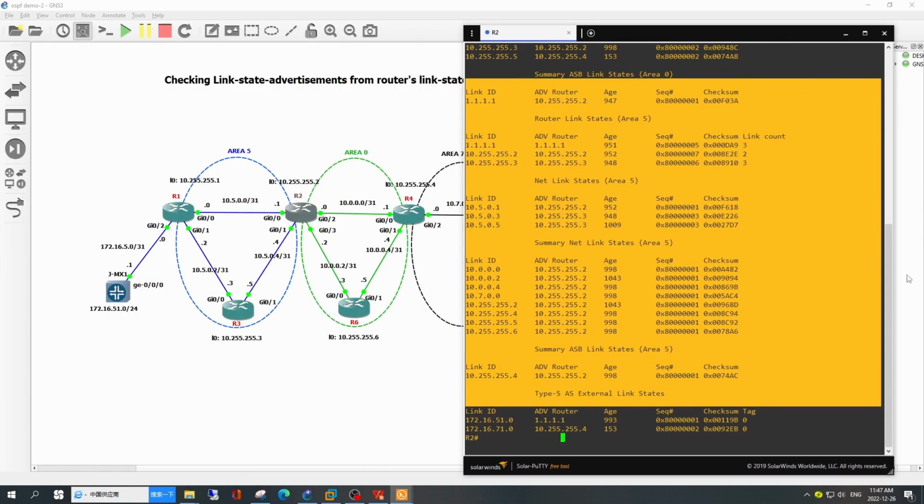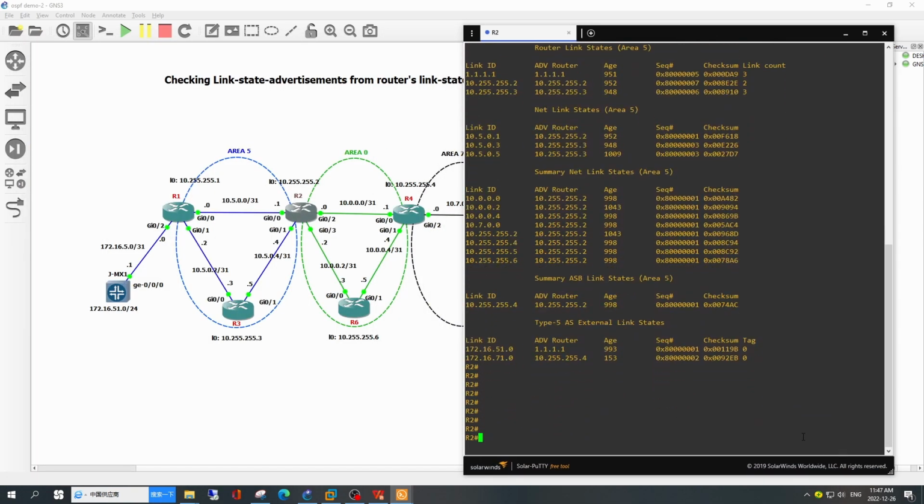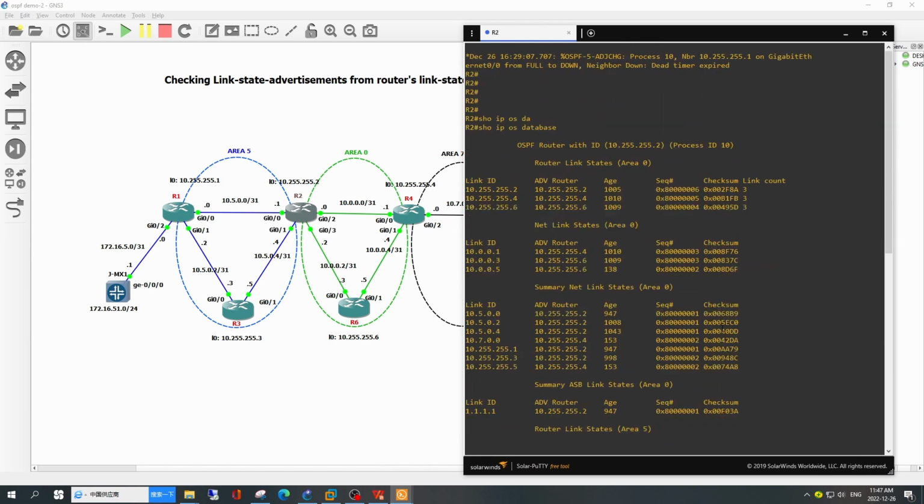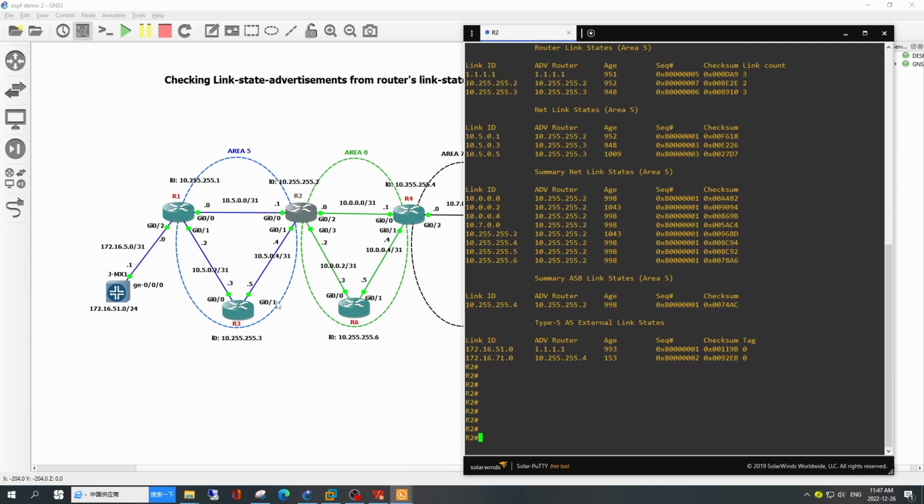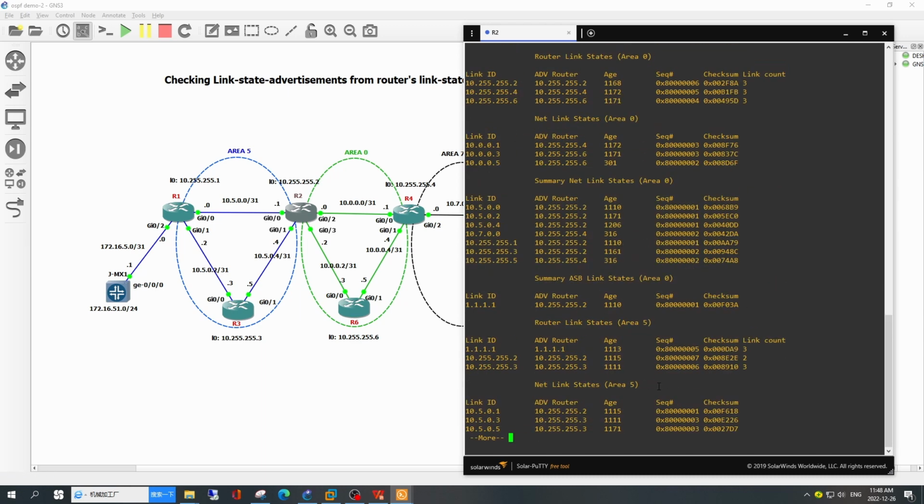Okay, let's go back to the link states here. What do we want to see? We want to see area 5's type 1 routes propagate to R2. Then R2 generates the summary routes based on area 5 and sends them out to area 0. That means area 0 will receive the type 3 regarding area 5, right? So let's take a look at the area 0 summary routes here.